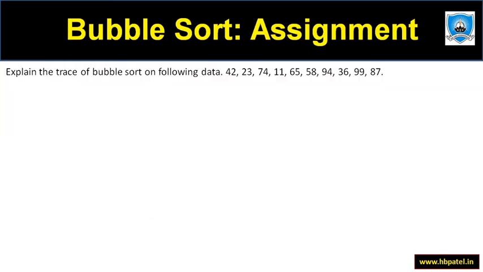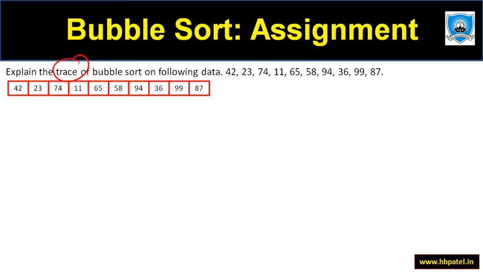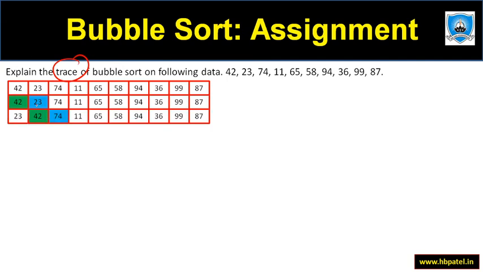Now let us, for the sake of exercise only, try to trace a bubble sort for a given value. For example, this thing is given. So we know, what do we need to do? Let us first try to compare the first two elements. So 42, 23, swap is required, yes. 42, 74, no. 74, 11, yes.